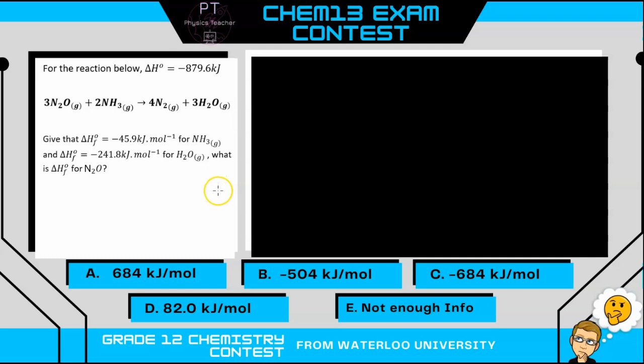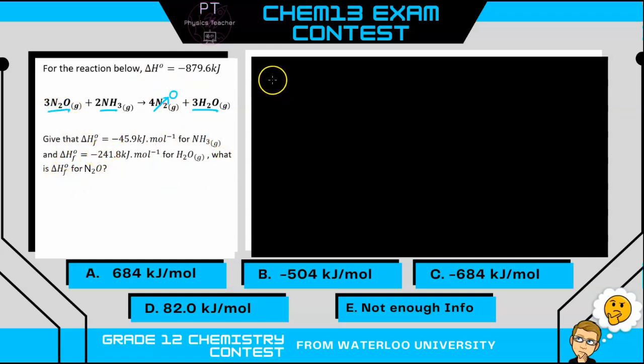In this question, it says for the reaction below, the enthalpy of formation under standard conditions is minus 879.6 kilojoules. It's telling us the enthalpy of formation for ammonia and for water. For any element, the enthalpy of formation is 0, so this is actually 0. Then it wants to know what is the enthalpy of formation for N2O.